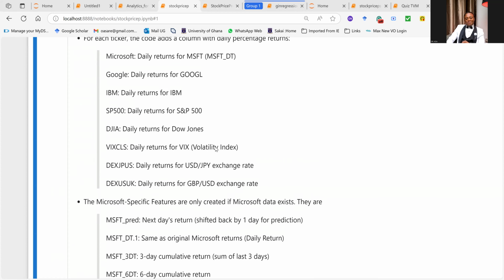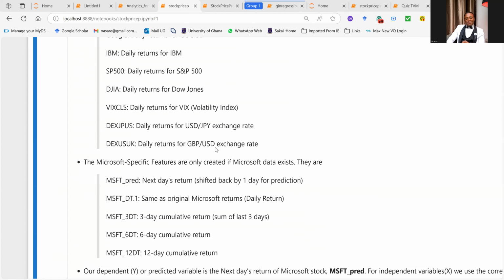So take note, all of these are the variables that we have. And then you have MSVT. All of these are the lagged, it's the same as the original daily returns. If you check the original daily returns, Microsoft _DT, this is the same thing there. So when you check the data, you see that it is repeated.